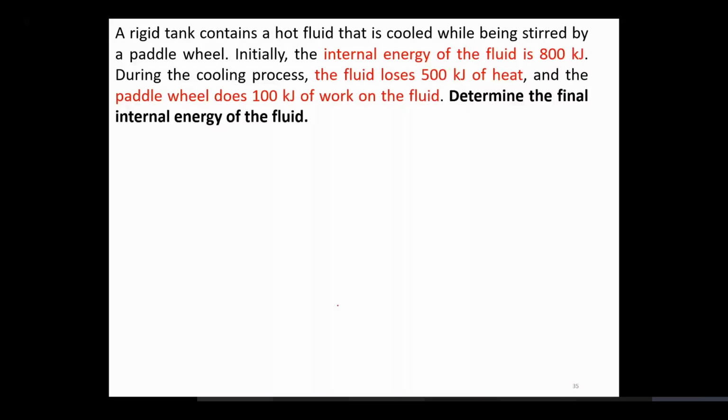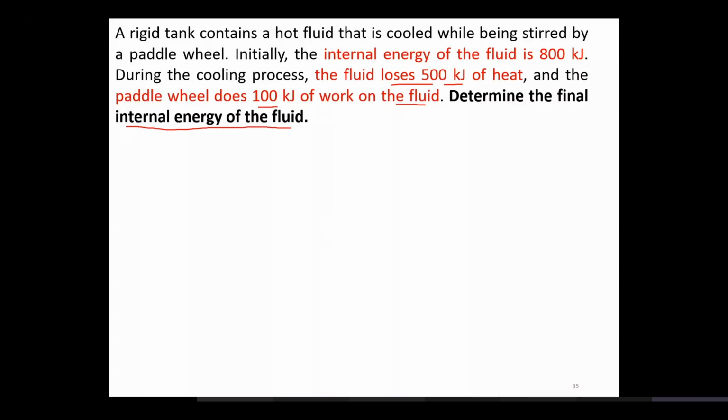All right. So the example says that you have a rigid tank which contains hot fluid that is cooled while being stirred by a paddle wheel. Initially, the internal energy of the fluid is 800 kilojoules. During this cooling process, the fluid loses heat of 500 kilojoules, and the paddle wheel performs work of 100 kilojoules on the fluid. Determine the final internal energy of the fluid.